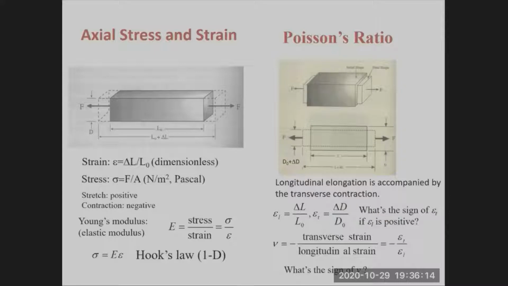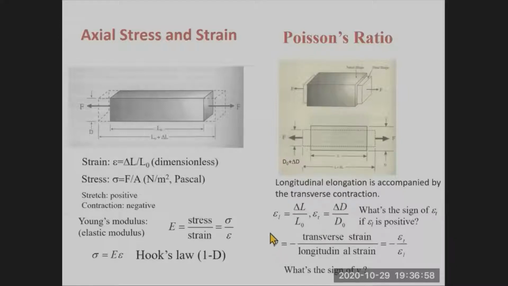What's the sign of epsilon t? If epsilon L is positive, which means this beam is stretched, so delta L is positive. Then what's the sign of delta D? Typically it's negative, right? The dimension will decrease in the transverse direction. So delta D is negative. Then epsilon t is negative. So epsilon L and epsilon t have different signs, opposite signs typically.